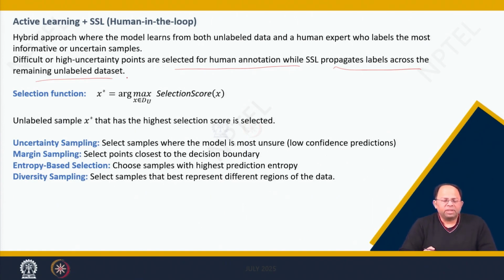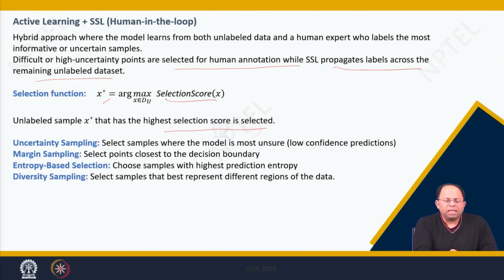So the selection function could depend on what basis I should select, which one I should give to a human to annotate, right? There we use this function where the unlabeled sample x star is chosen using the argmax of the selection score function. What it means is the one with the highest selection score is chosen, right? So that means it is chosen for the label, of course. There are different ways we can do that.